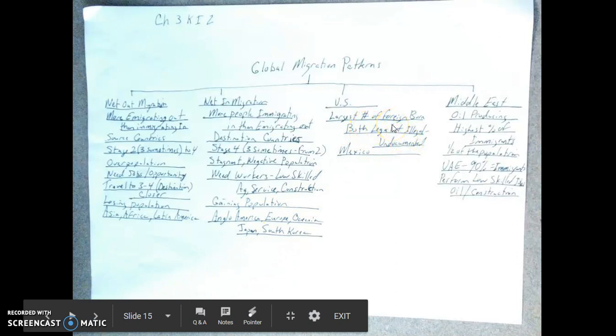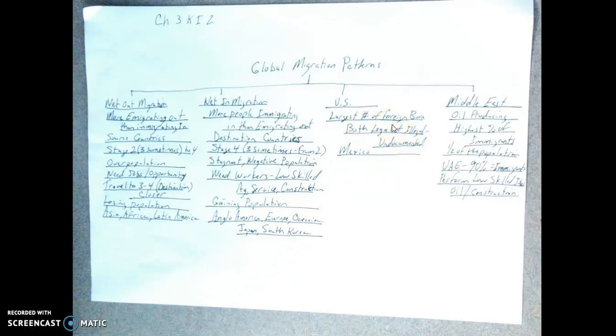Next, we talk about the United States. In the United States, we have the largest number of foreign-born people living in the United States, so the largest number of foreign-born people who are both legal and illegal, or what we call undocumented, living in the United States. The largest number in the history of the United States have come from Mexico.